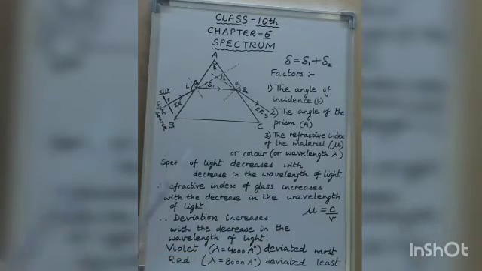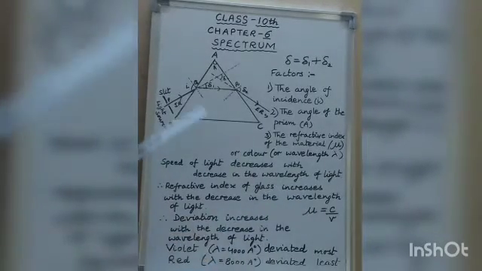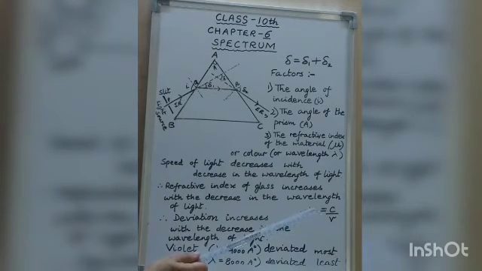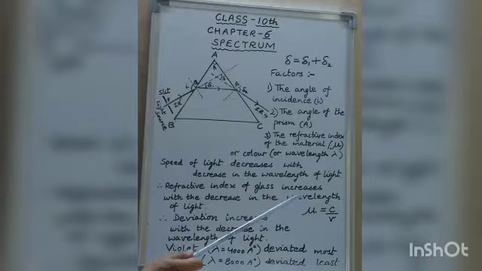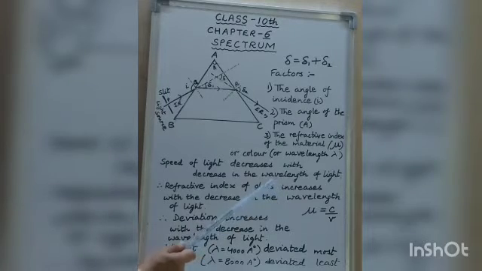In air or vacuum, the speed of light is the same. It is 3 into 10 to the power 8 meter per second. But when light enters any other medium such as glass or water, then the speed of light decreases and it is dispersed into different colors, different wavelengths of light, because each wavelength of light travels with a different speed in the medium. Okay, children? Now the speed of light decreases with decrease in wavelength of light.